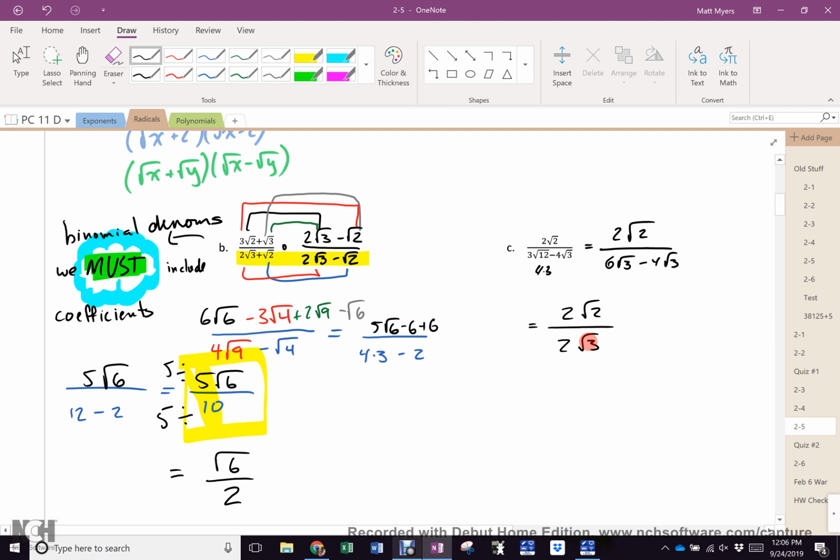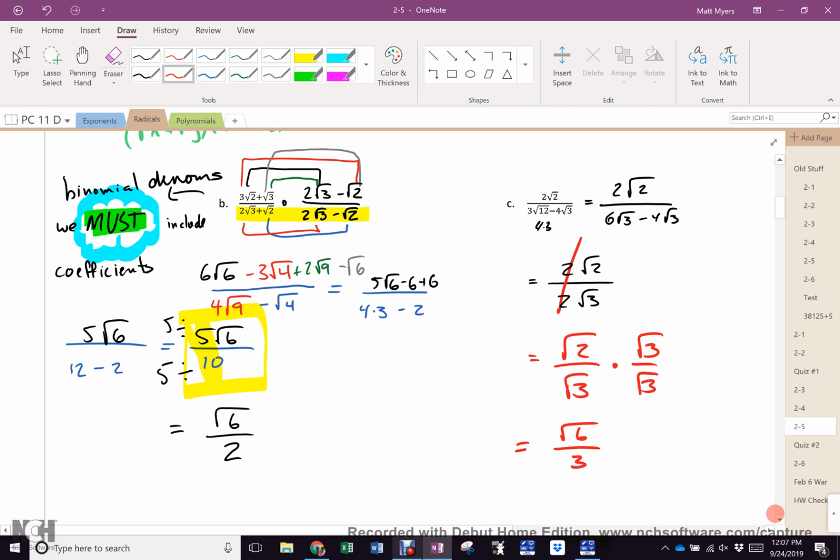Now what? I could multiply by the root 3. Could I do something else first? Can't I kill the 2's? So now I got root 2 over root 3. And what bothers me there? Root 3 over root 3. And what do I get for an answer? And I'm done?